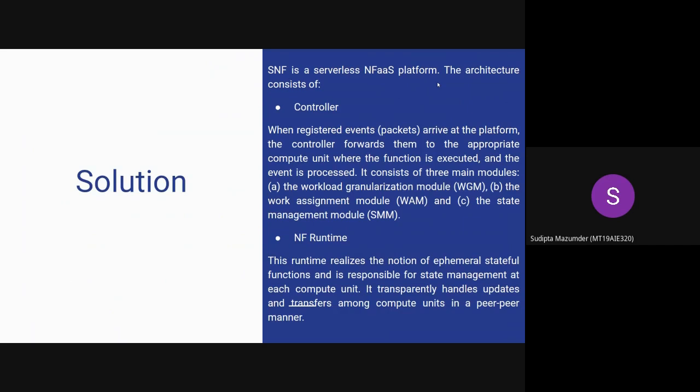Next up, we have the NF runtime. The NF runtime is a network function runtime which realizes the notion of ephemeral stateful functions, and it is responsible for state management at each compute unit. It's going to handle all the updates and transfers among different compute units in a peer-to-peer manner, and this state management is done transparently. Given that packet arrivals are events in a familiar model, the process packet routine is called whenever a packet arrives.